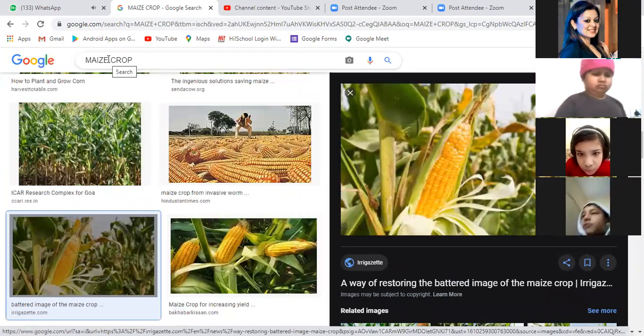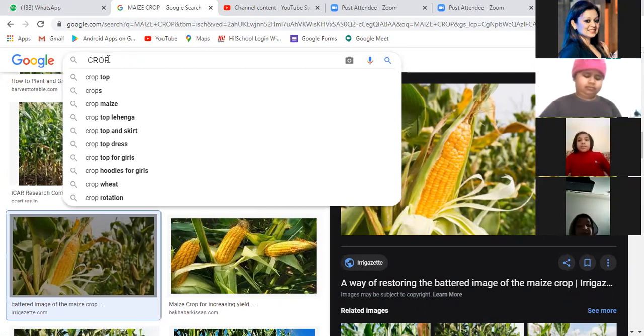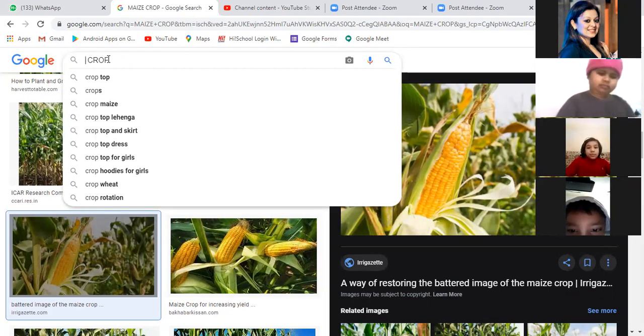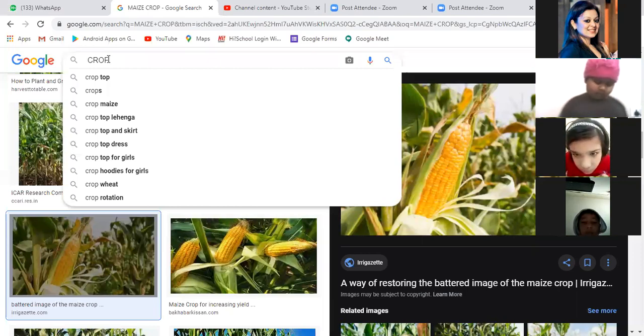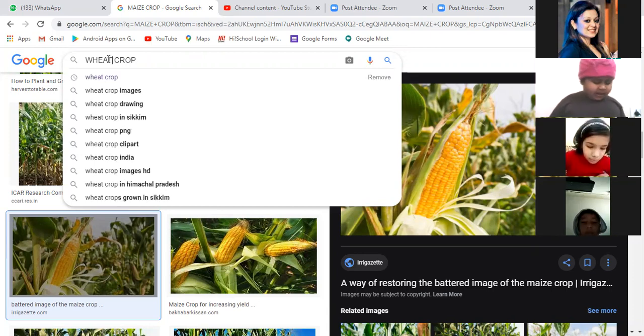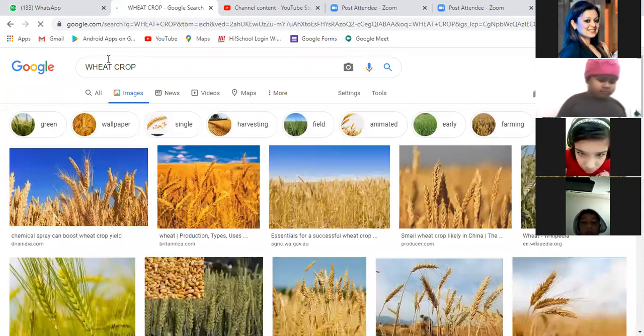Rasgulla, it is a crop, beta? Rasgulla is grown on trees or it is planted? Which crop is Rasgulla? Tell me. No, it is not a crop. You only have to draw crops. Ma'am, can I draw wheat? Yes, you have to draw any five crops.